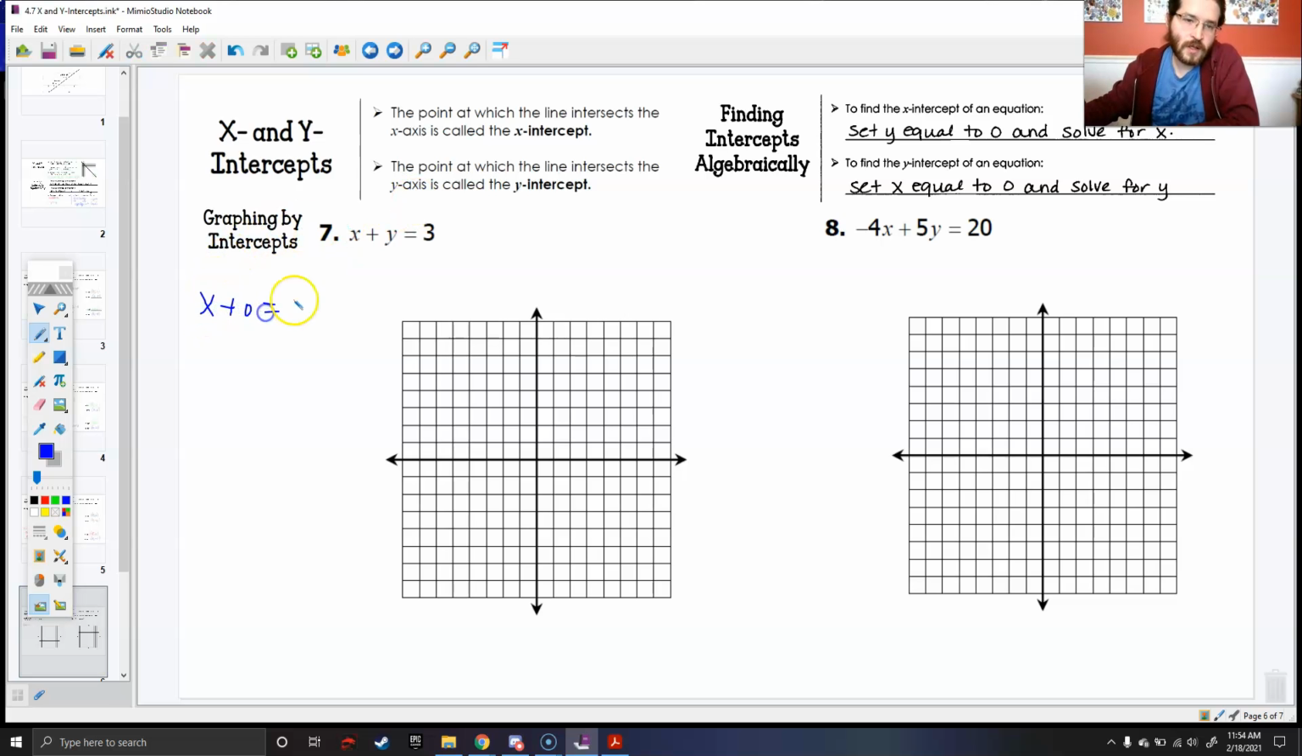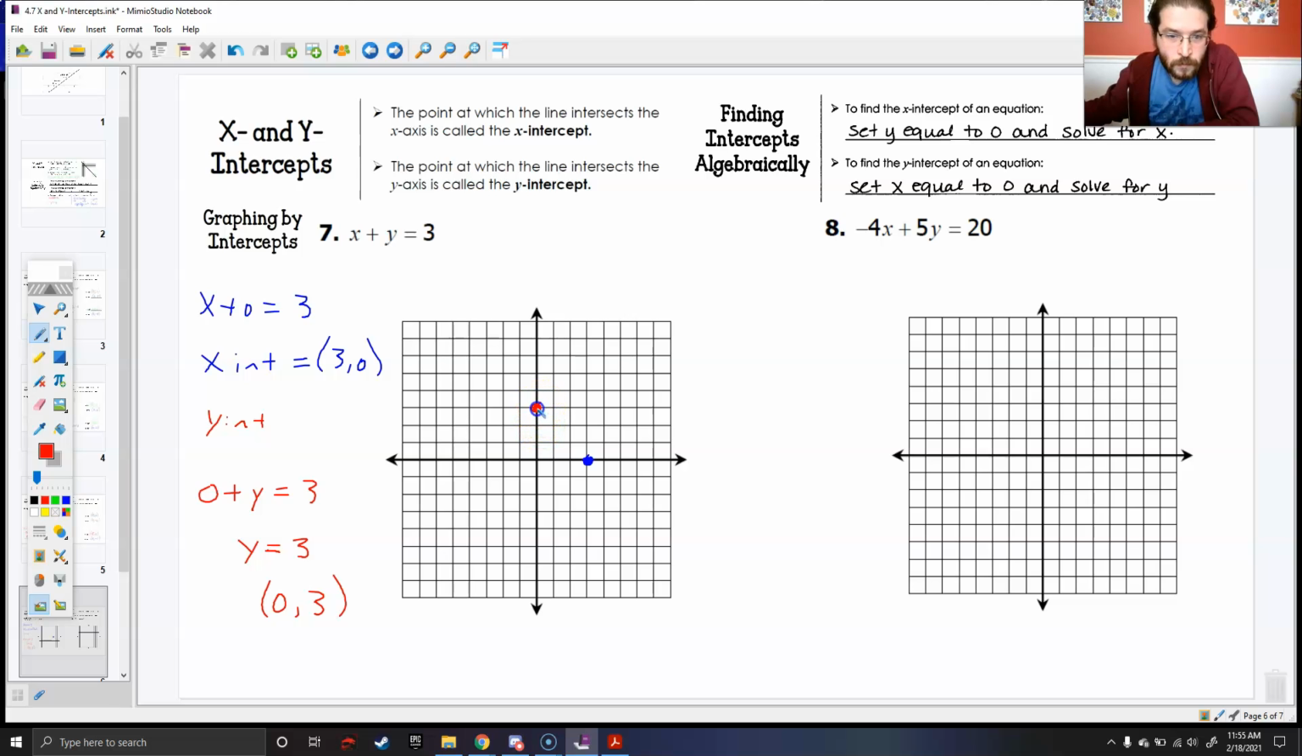So it'll be x plus 0 equals 3, so our x-intercept is 3, 0, right? So we have 1, 2, 3, so right there. What about our y-intercept? So we have 0 plus y equals 3, so y equals 3. So we have 0, 3 for our y-intercept. All right, and so what we do, we can just plot our line. Pretty easy, right? Not too bad.